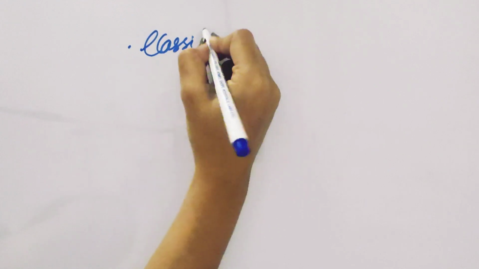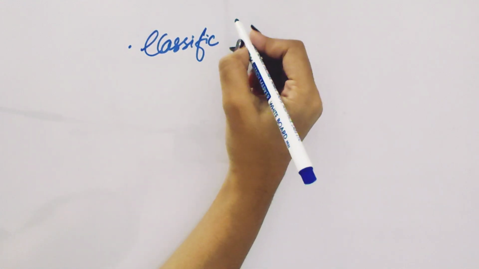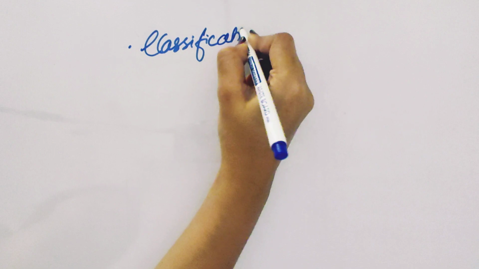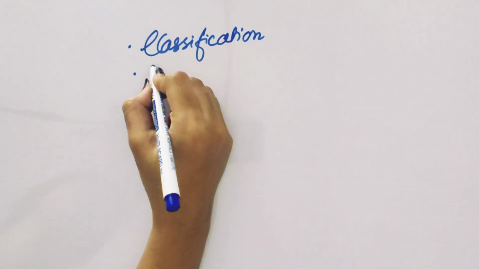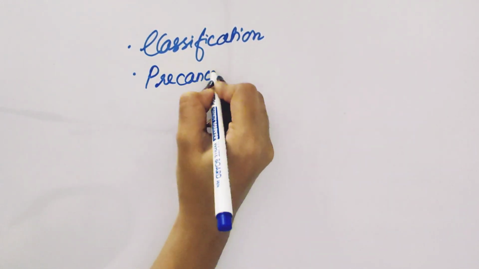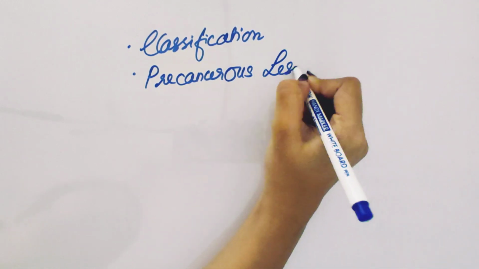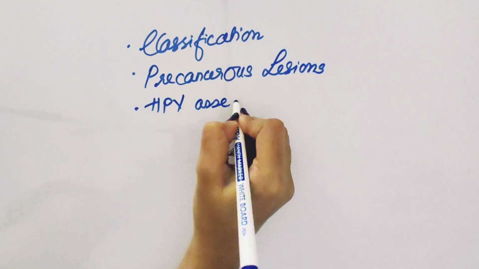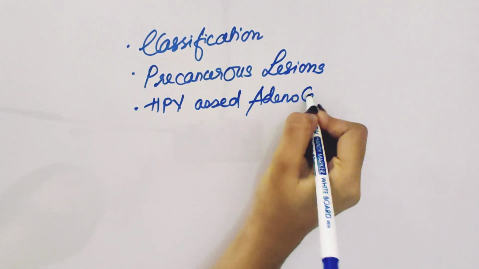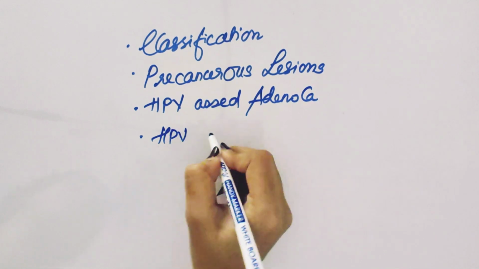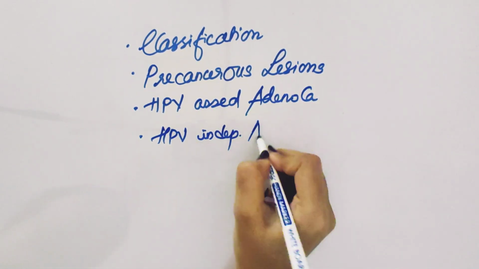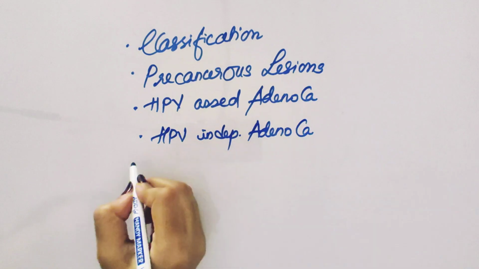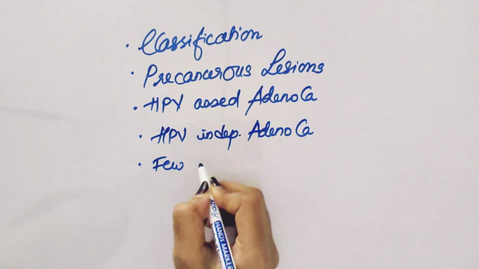So today we will be discussing this topic under the following headings, that is classification. Firstly, the WHO 2020 classification of endocervical adenocarcinoma, and then we will skip on to precancerous lesions. Then we will discuss HPV associated adenocarcinomas, and then we will be talking about HPV independent adenocarcinomas, and then we'll have an interesting few MCQs.